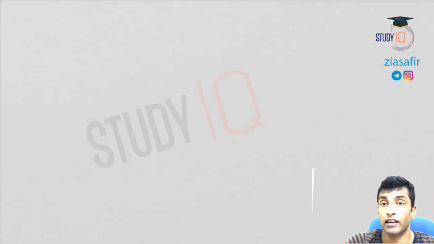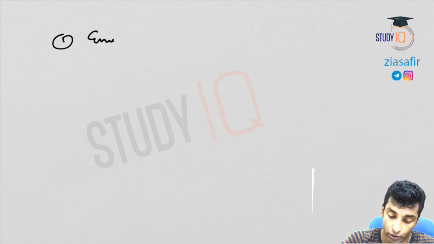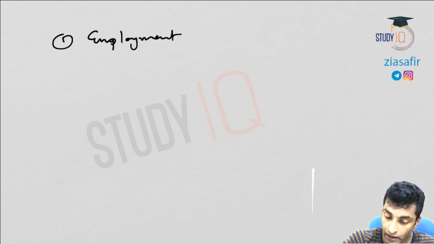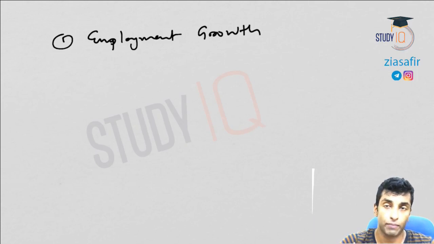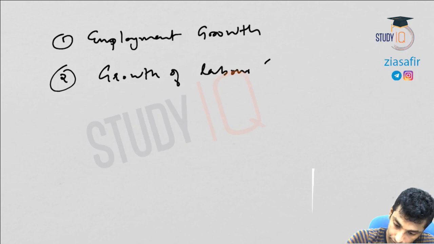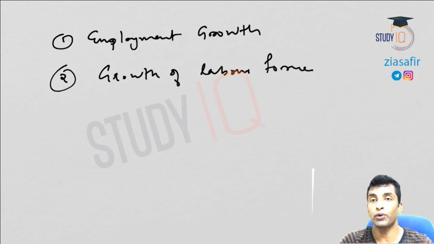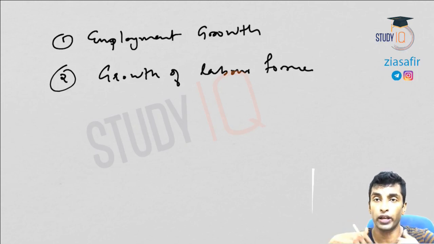Now, change in unemployment. Why this change in unemployment? There are two factors on which change in unemployment depends. The first one is employment growth. The more the growth or the more the opportunities, the less unemployment there will be. So the first factor of change in unemployment is definitely employment growth. The second one is growth of labor force. As I've already told you, unemployment is measured in terms of labor force and not population. So if the labor force is growing faster, the unemployment rate will grow faster.